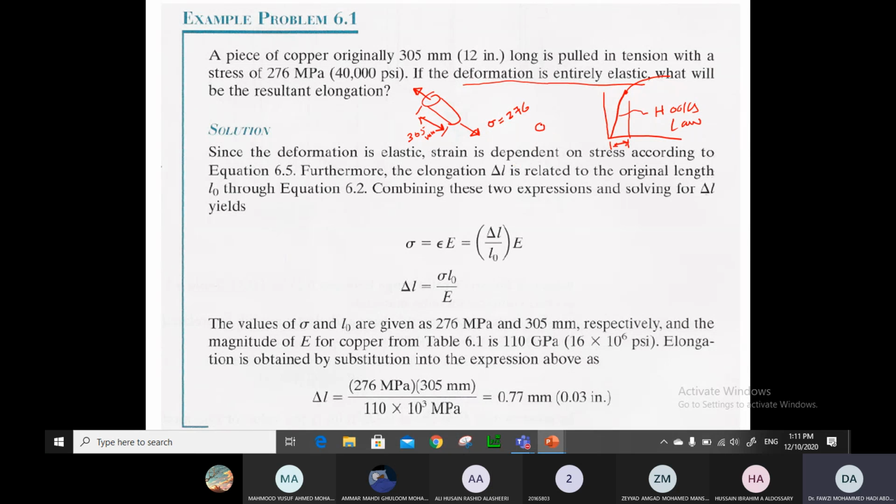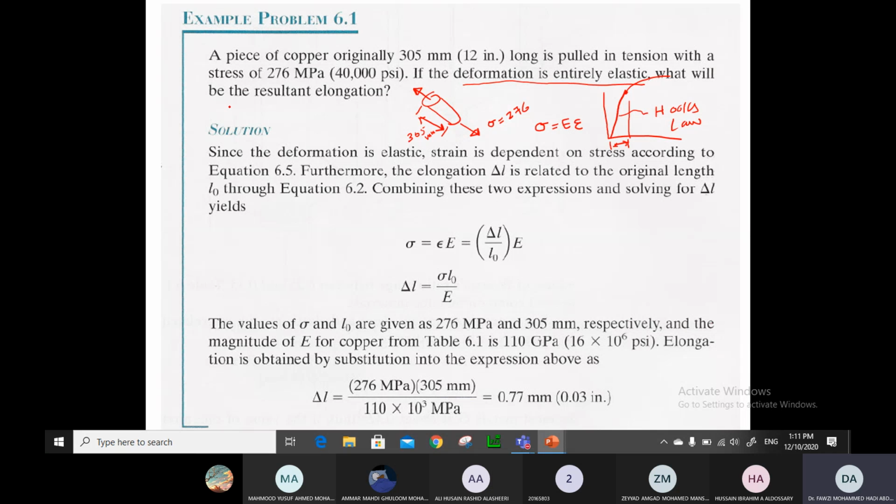What is Hooke's law? It's sigma is equal to stiffness times the strain. So this is applied because it is in the elastic region. If we were not in the elastic region, then we cannot do that. We need more information in order to solve the problem. So what does it say? If the deformation is entirely elastic, what will be the resultant elongation?